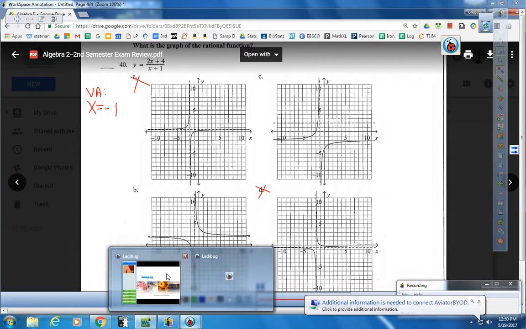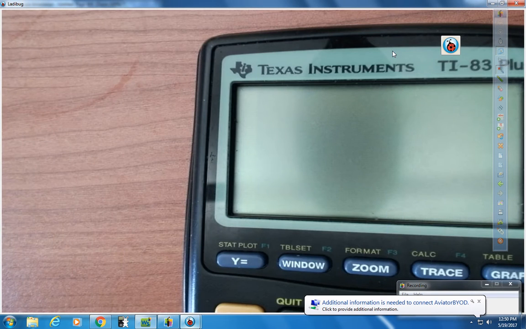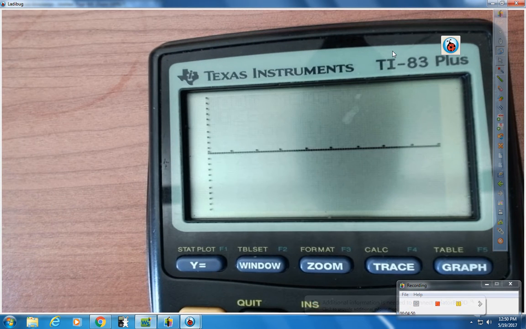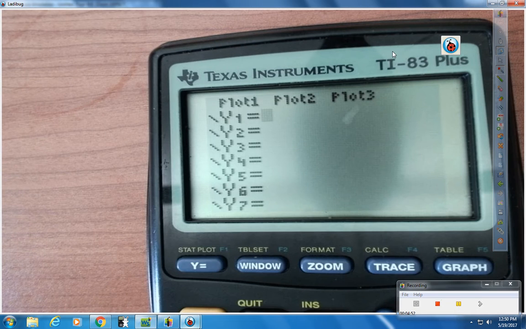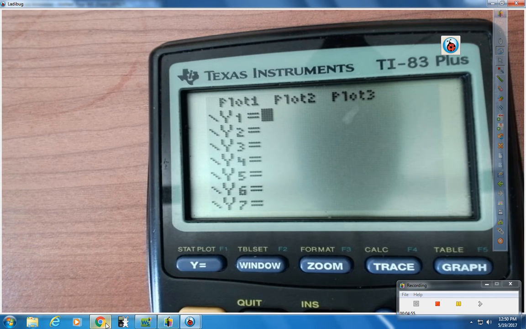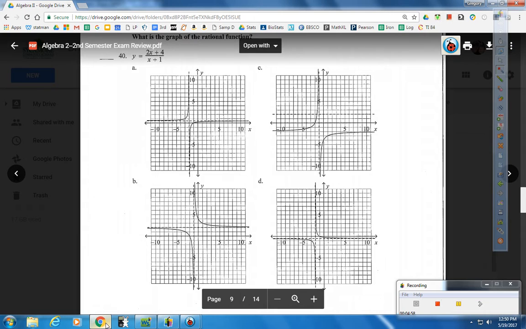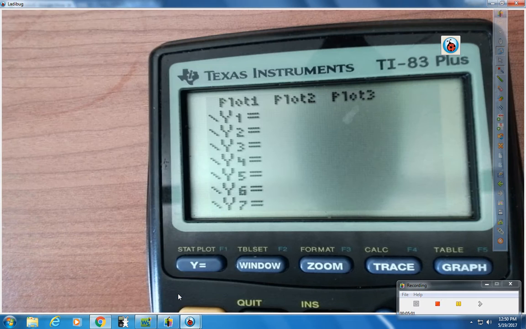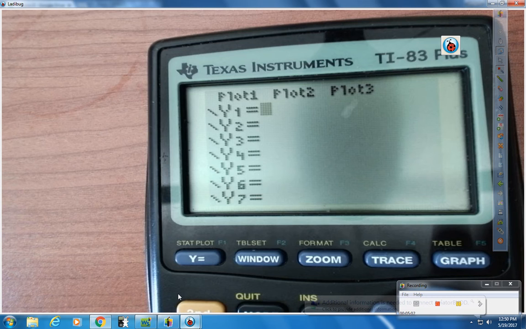So let's take a look here. We're going to graph the function. Okay, clear this out. Y equals, and now I have to remember what we're graphing. 2x plus 4 over x plus 1. And remember, when you do this, they have to be in parentheses. So let's try and straighten that out a little bit.